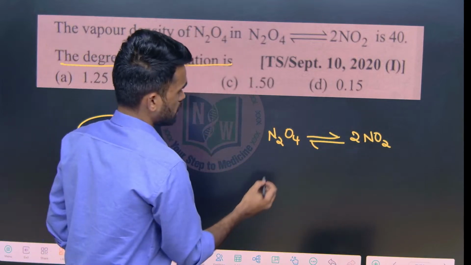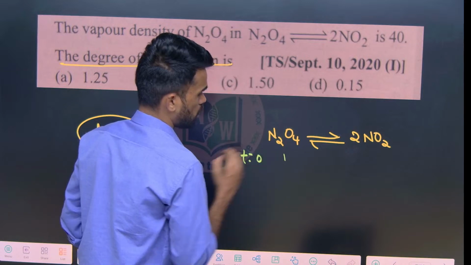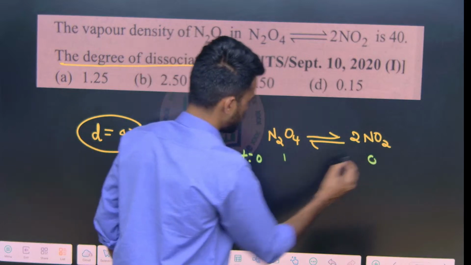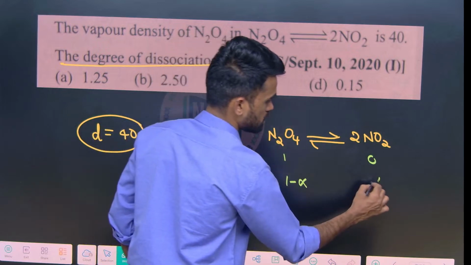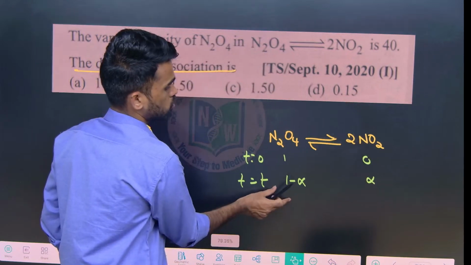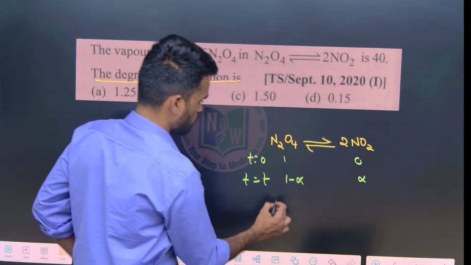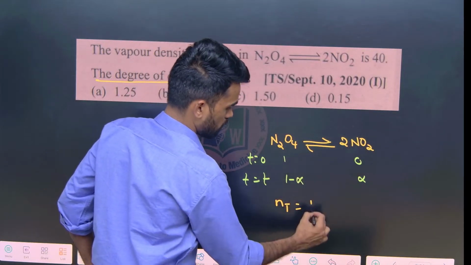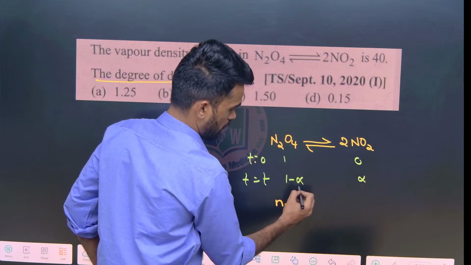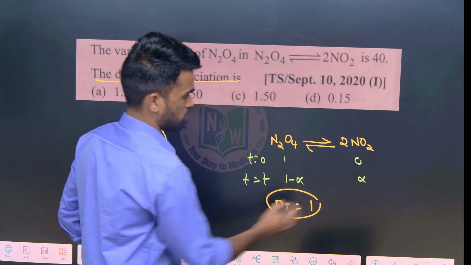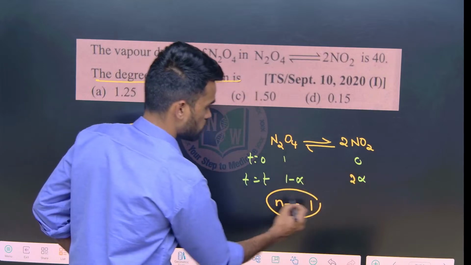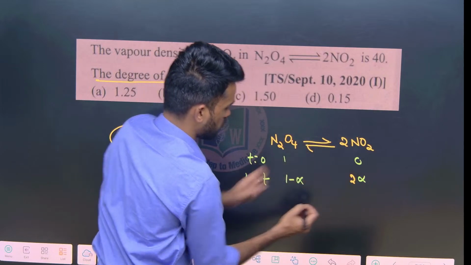So initially we have 1 mole of N2O4, here it is 0. So at equilibrium we are going to get 1 minus alpha, and this as 2 alpha. Okay, so the total number of moles here I can say simply as 1 minus alpha plus 2 alpha, because the coefficient is 2, that's why I am writing 2.